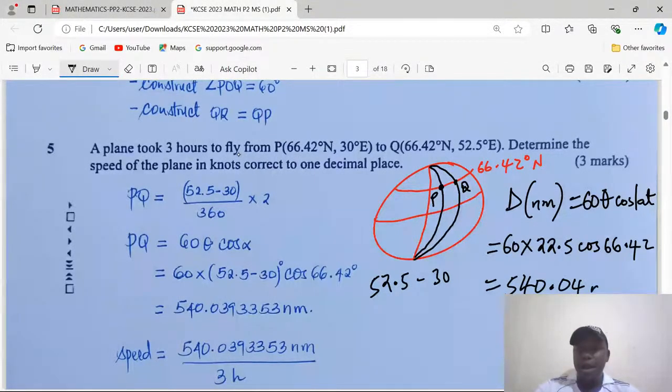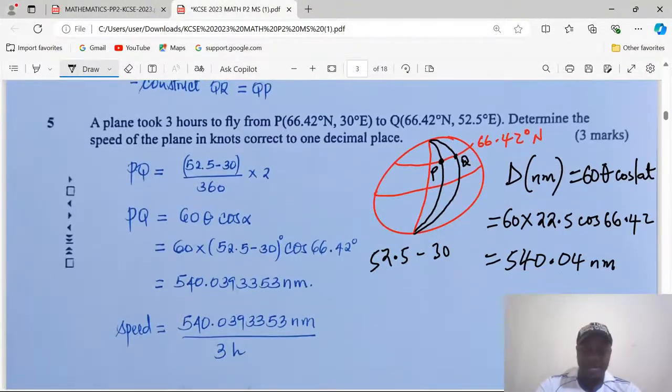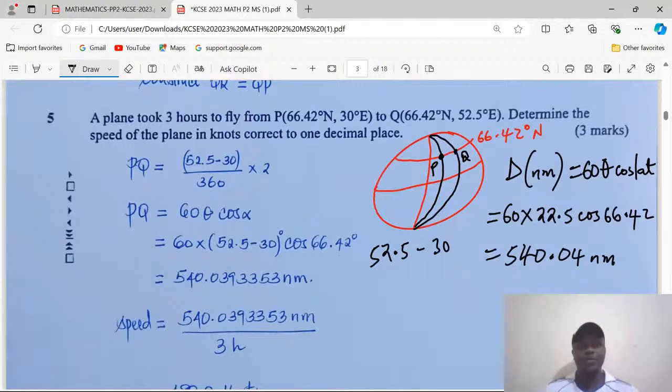540.04 nautical miles. Remember, when you've been told to one decimal place, it is the final answer which is supposed to be to that accuracy, not anything else as you continue working. So the accuracy is all about the final answer. I hope we are together in that.